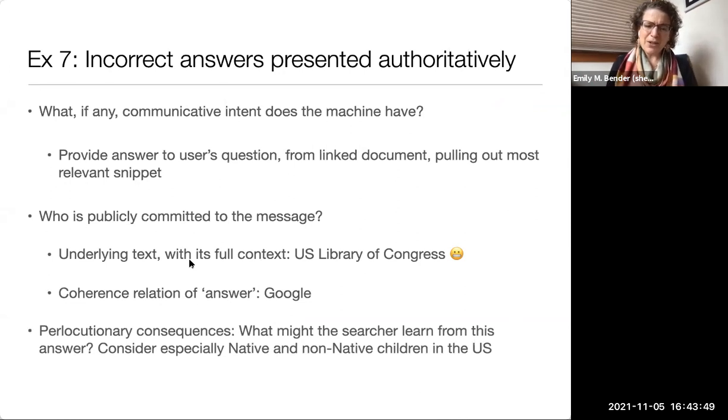What are the perlocutionary consequences? Well, what might the searcher learn from this answer? And I think we should consider in this case, especially both native and non-native children in the US who might have this question and think to go to Google for it.